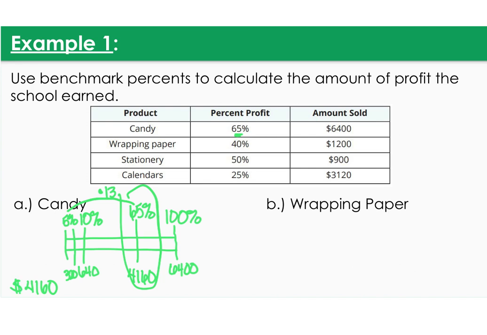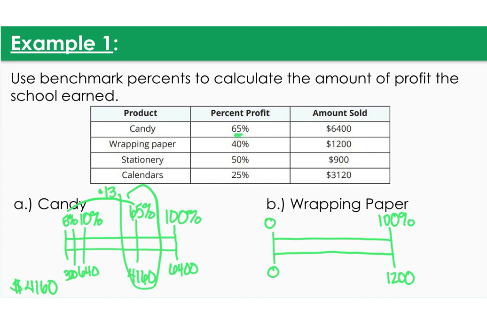Wrapping paper. So we can do the same thing. Here we're looking for 40%, but I always want to start with 100%. So I have 100% of 1,200 is 1,200. So 40%, I can get there by going by 20s.